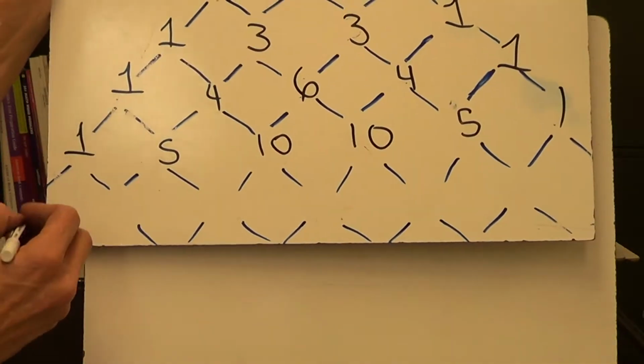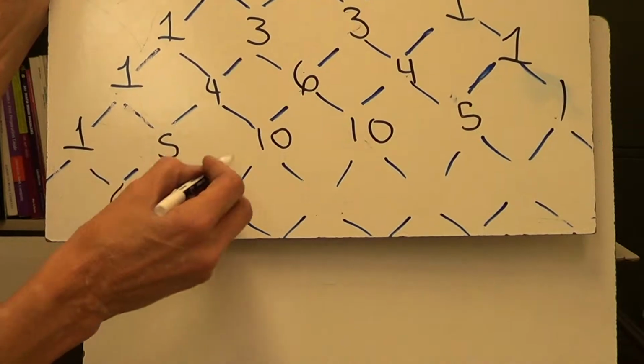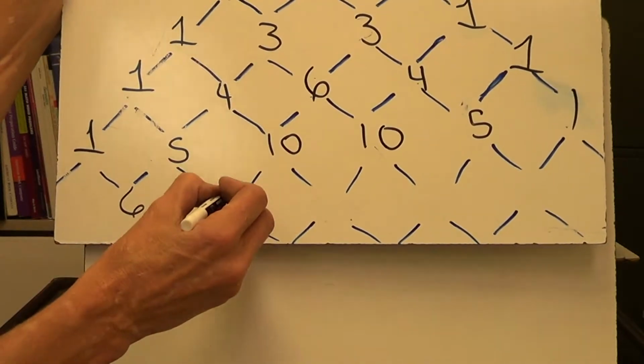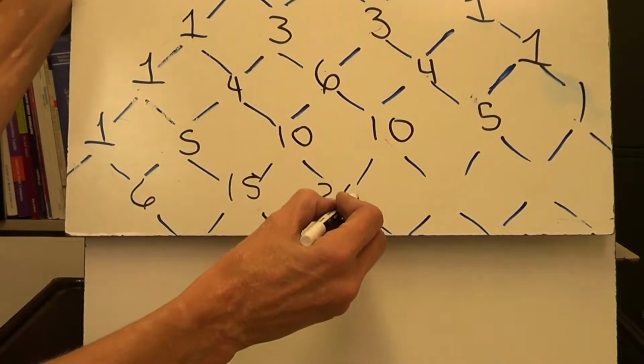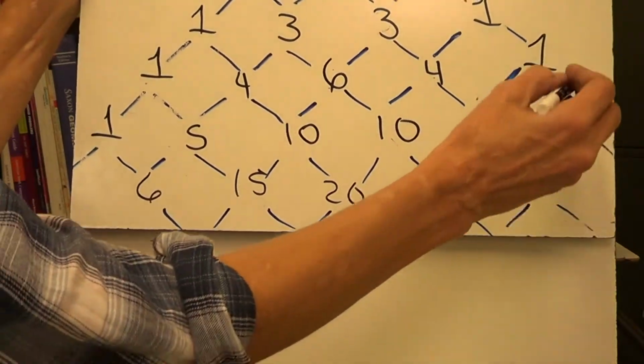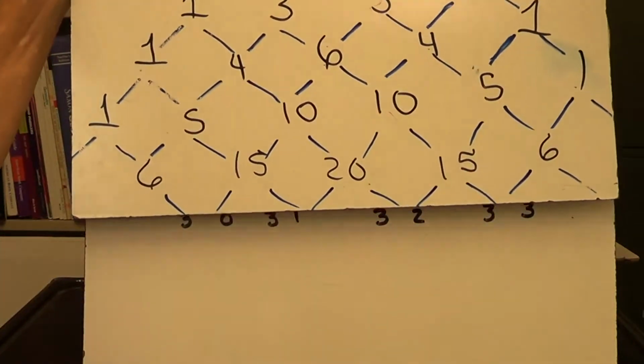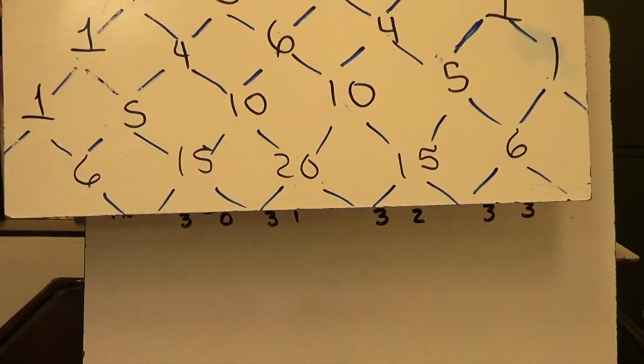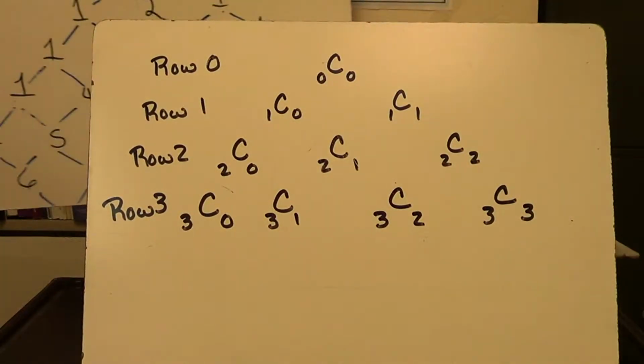So next we'd have a 1 out here, then we'd have 6. 5 and 10 is 15. 10 and 10 is 20. 10 and 5 is 15. And 5 and 1 is 6. And I'm out of board space. Would you please pause the video and finish up your grid there or get several rows done?